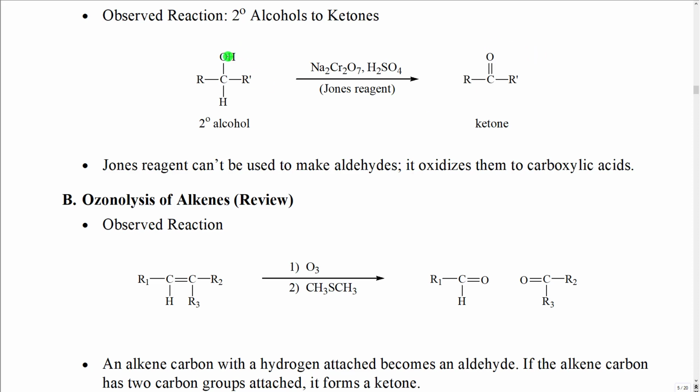This is going to oxidize that alcohol up to a ketone and stop. However, it is important to note that Jones reagent cannot be used to make aldehydes. Unfortunately, if you try to make an aldehyde, it doesn't stop at the aldehyde oxidation state. It continues moving the oxidation state to the right, and you end up with carboxylic acids.